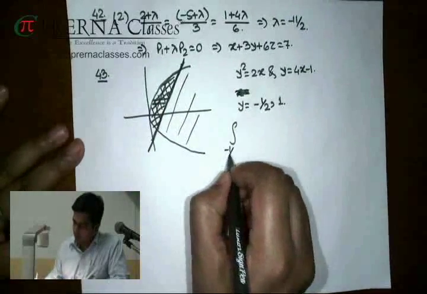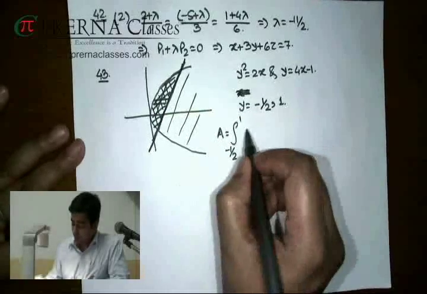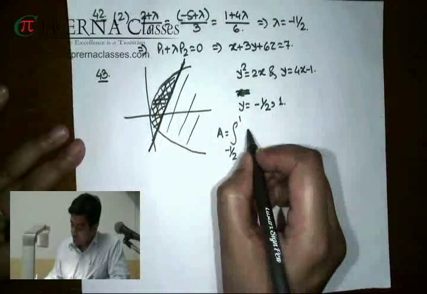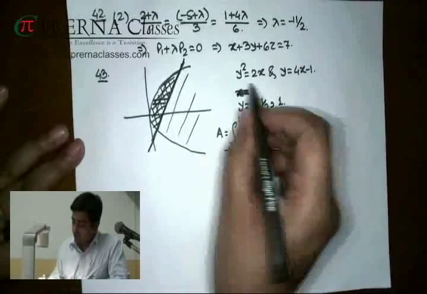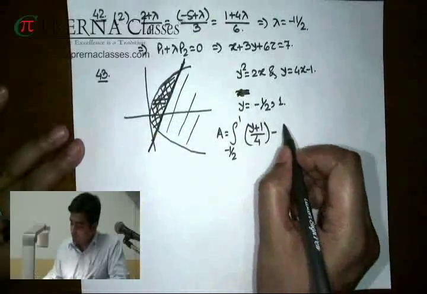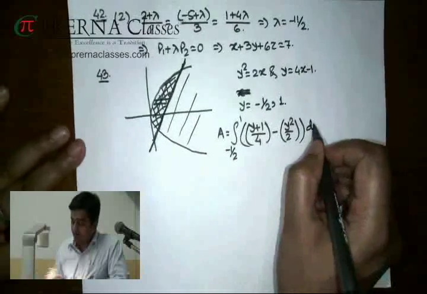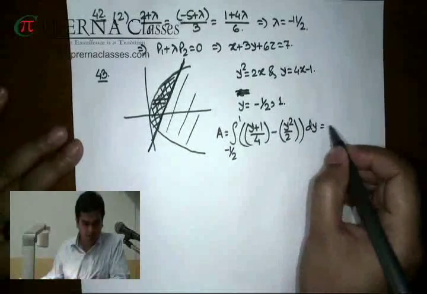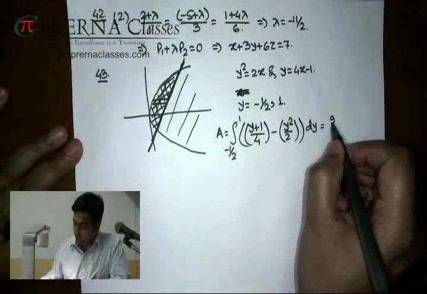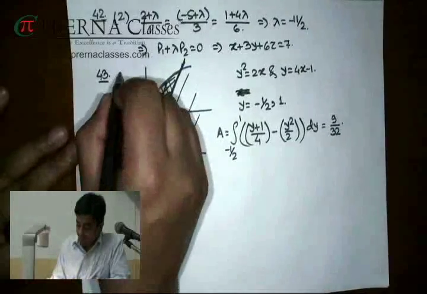If I consider this integral where the rightmost function is (y plus 1) by 4 minus the leftmost function, that is this parabola, which is y square by 2. If you simplify this, that is going to give you the final answer, which is 9 by 32 square roots, matching with the third option.